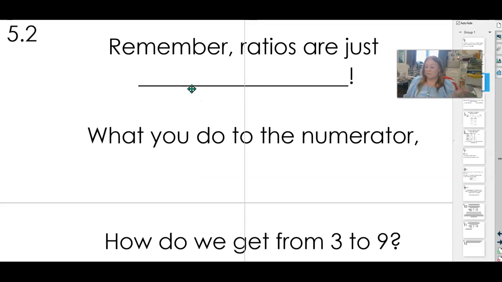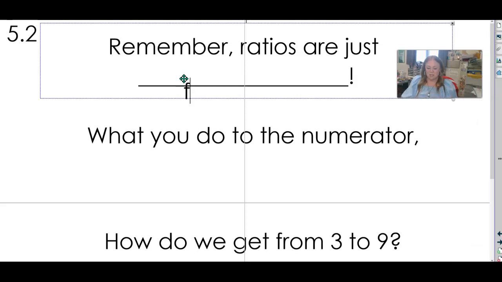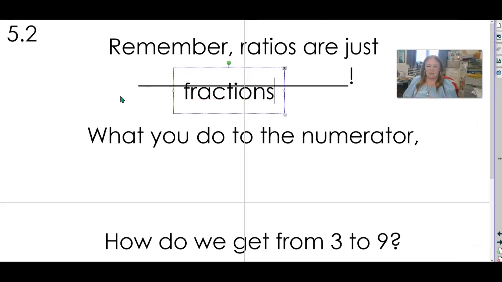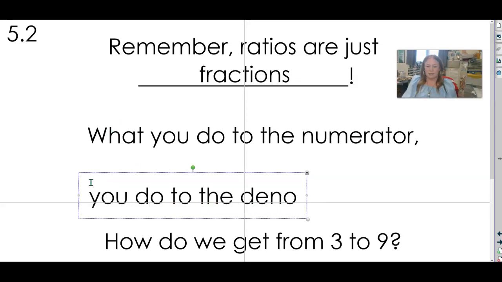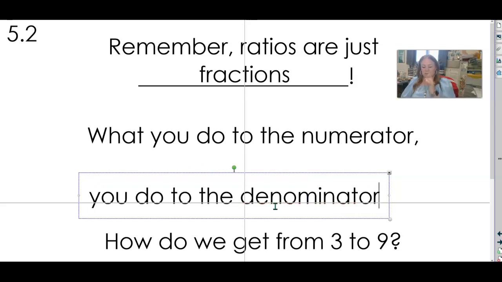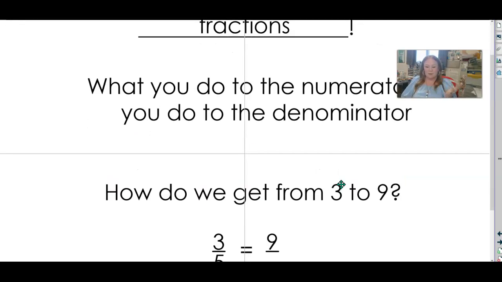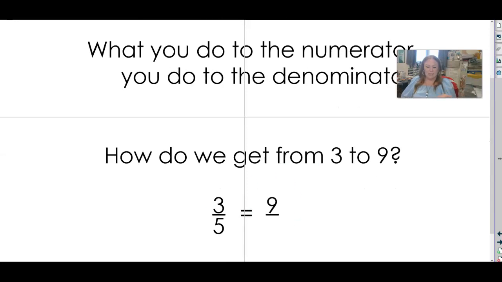If you remember from 5.1, ratios are just fractions. If we treat a ratio like a fraction, it is going to help us make equivalent ratios and simplify our ratios. So if we treat it like a fraction, it's going to make our lives a lot easier. And just like fractions, whatever we do to the numerator, you do to the denominator. So how do we get from 3 to 9? Well, if we times by 3 here, then we have to times by 3 here.